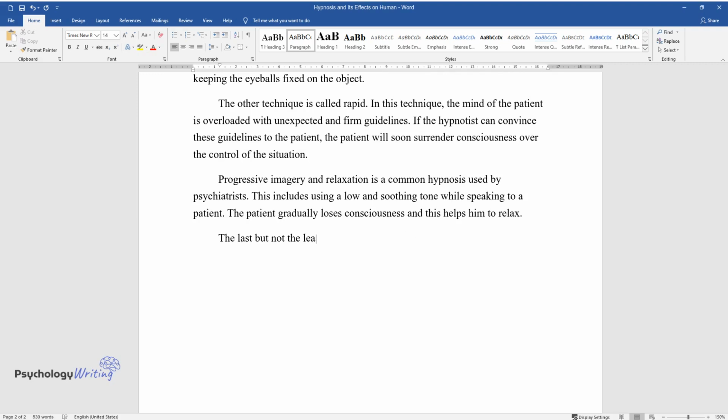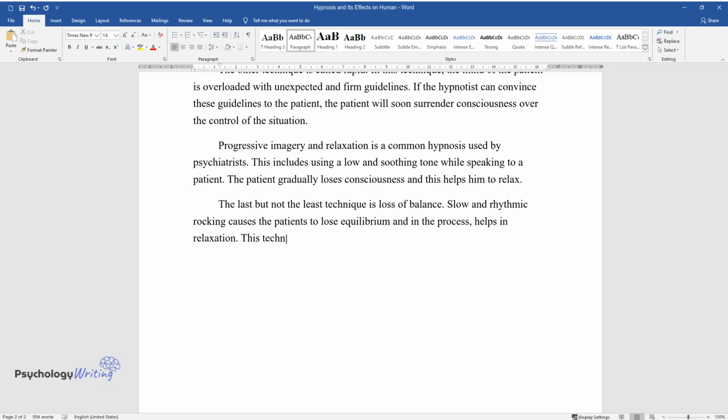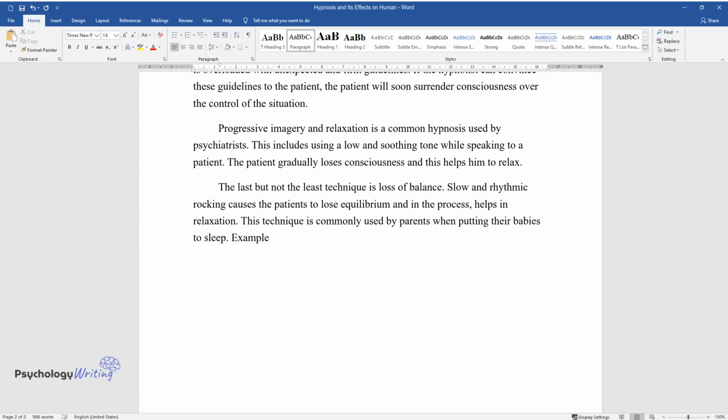The last but not the least technique is loss of balance. Slow and rhythmic rocking causes the patients to lose equilibrium and in the process, helps in relaxation. This technique is commonly used by parents when putting their babies to sleep.